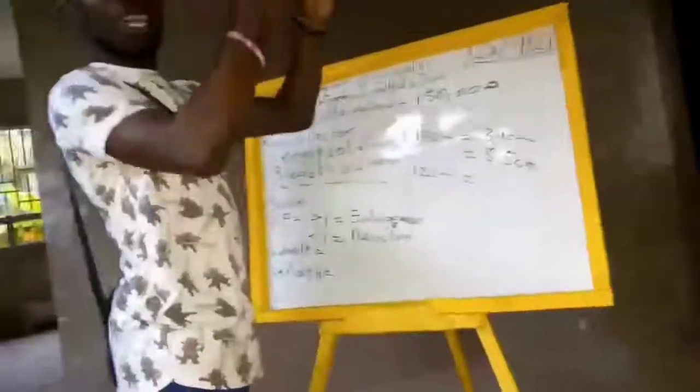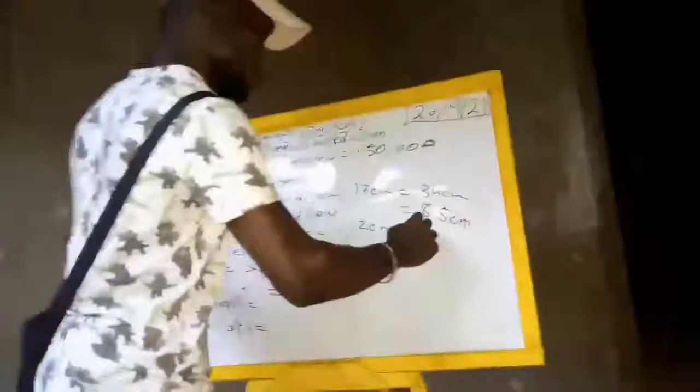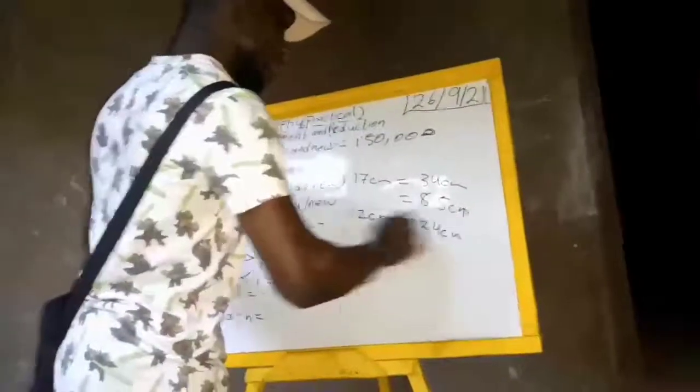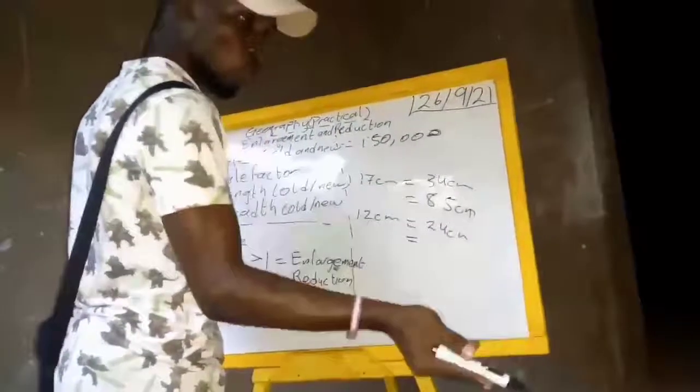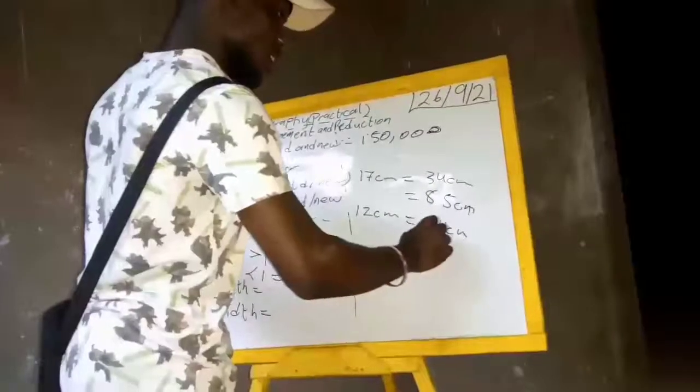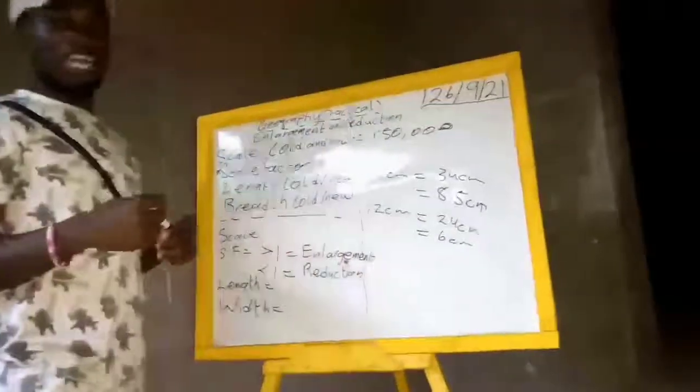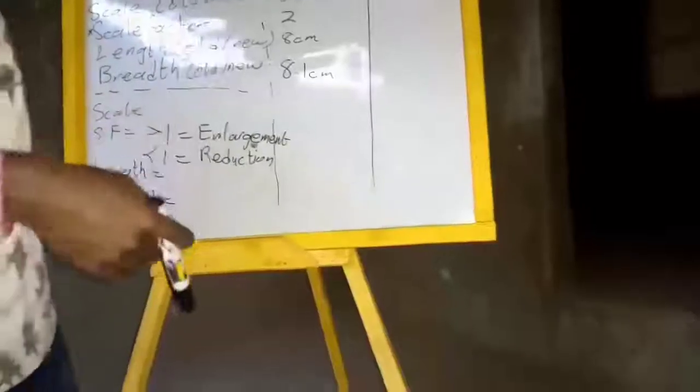The same thing for the breadth. If the breadth is, say, 12 centimeters, enlargement by 2 will give you 24, and the reduction by 2 will give you 6 centimeters. As simple as that. One will ask, how do we find these things out?